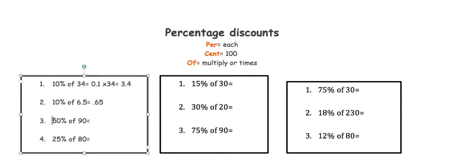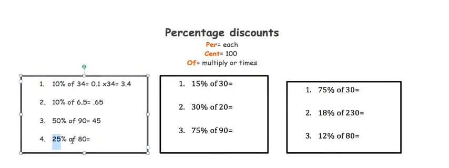So this one, we know that 100% is the same as a whole. So 50% is the same as half. So it's like asking, what is half of 90? So that's another way of doing it. Whenever you say 50%, you can just halve that number. Okay, and it's a very similar method for this one.